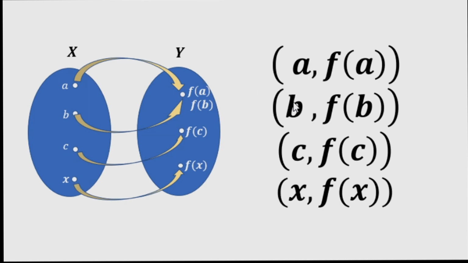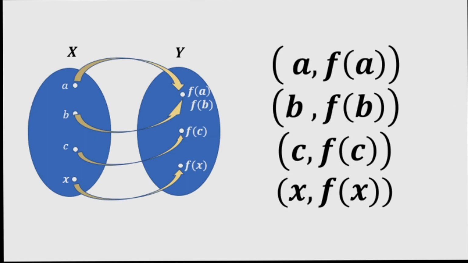Where the first components are from the domain. And the second components are from the range. Okay, so tingnan natin ito. May nakita ba kayo na ordered pairs na parehas ng first component? Wala, di ba? So magkakaiba yung kanyang first component.